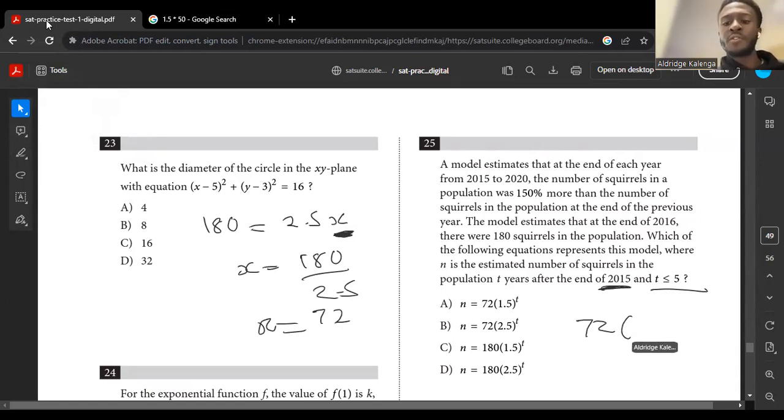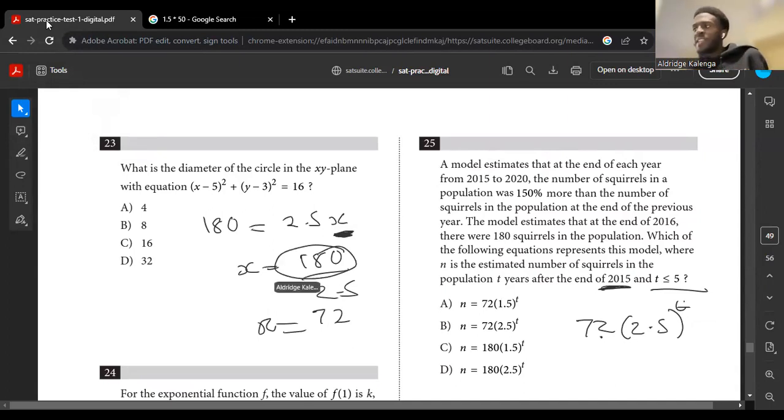So in 2015, we're at 72, but this thing will be increasing by this amount every year. So at the end of 1 year, when we put T for 1, it's going to be 2.5 to the power 1, which is 2.5. 2.5 times this 72 is going to give you 180 for the next year. I hope that's clear.